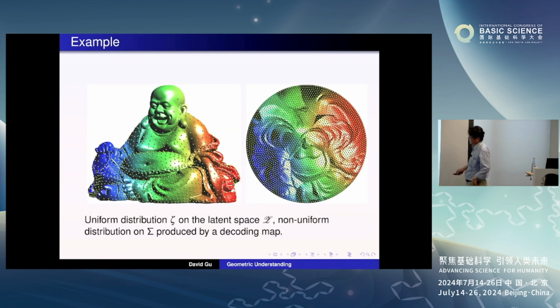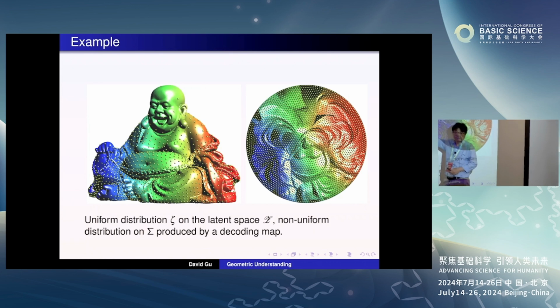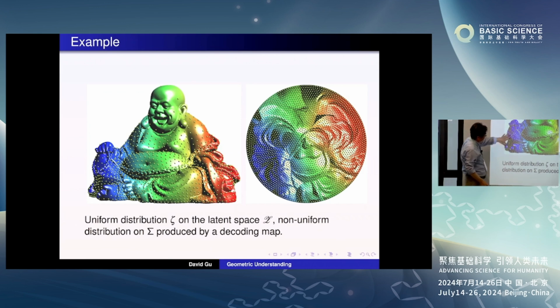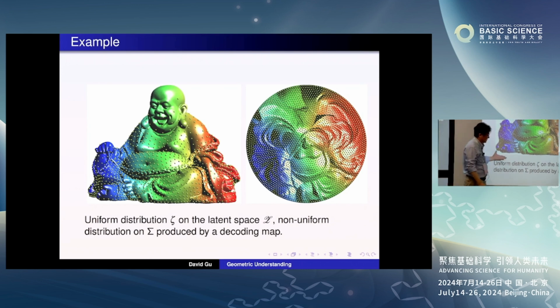If we're using this encoding, so if we put uniform distribution sampling on the latent space, when we map back, we get a highly non-uniform distribution. You'll see that the forehead part is really sparse, while the belly part is really dense. This means that this kind of encoding destroys the original distribution. So this is a bad example.